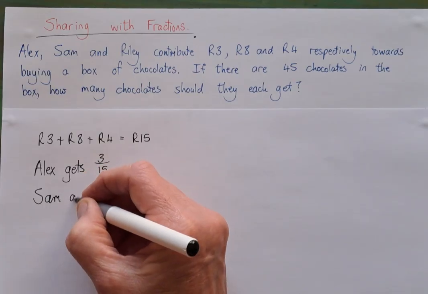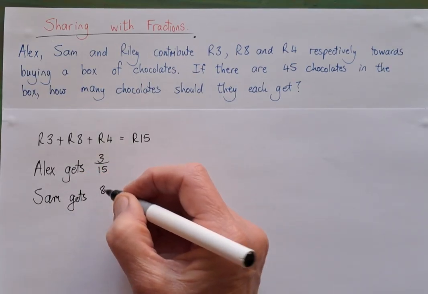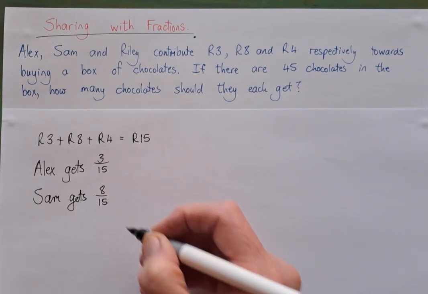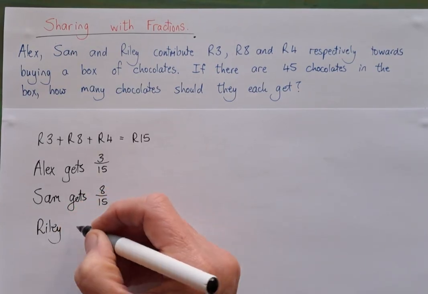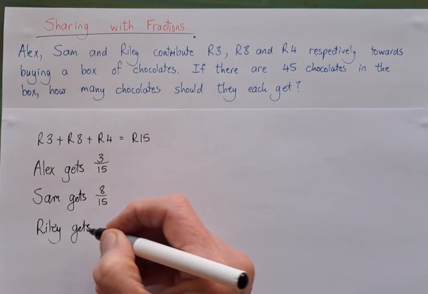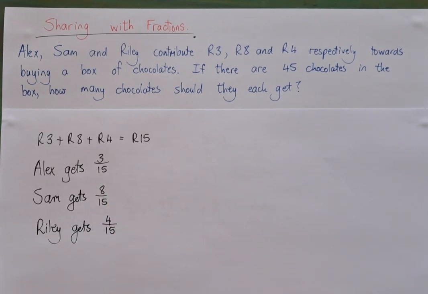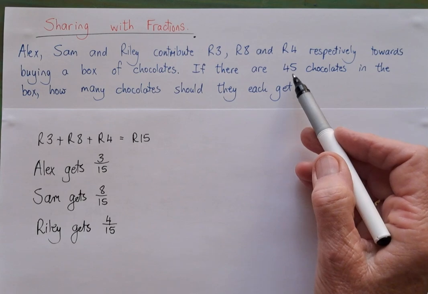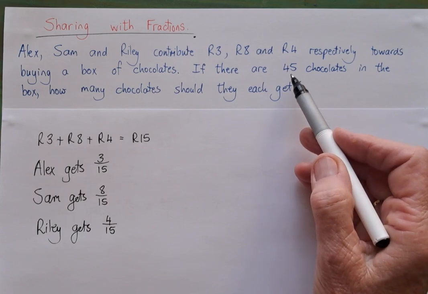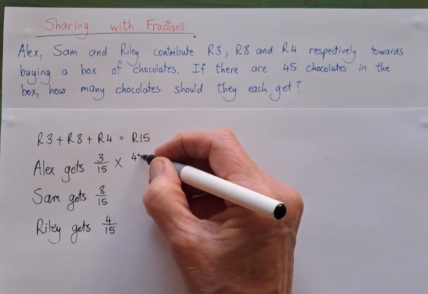Sam contributed 8 Rand, so surely he's going to get 8/15 of the chocolates. And Riley contributed 4 Rand, so Riley's going to get 4/15 of the chocolates. Now we need to think of what we're saying. I keep saying of the chocolates, but remember there were 45 chocolates. So instead of saying of 45, I'm going to say times 45.